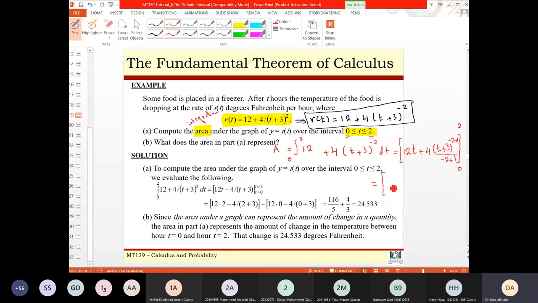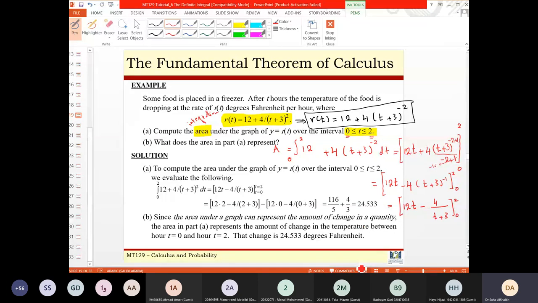Let's simplify things a little bit. This will be 12t. And the minus 2 plus 1 is minus 1. هذا equal to minus 1. It will be minus 4 now because of this minus 1. And this will be t plus 3 to the power minus 1. من 0 إلى 2. I'm going to write it like 12t minus 4 على t plus 3, and this is from 0 to 2. صح كده ولا لا? Is it correct?